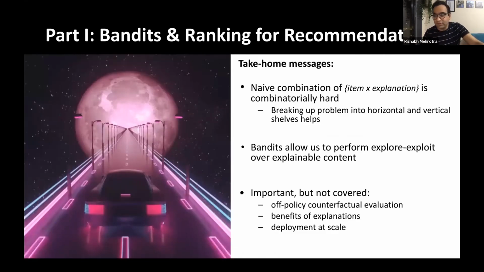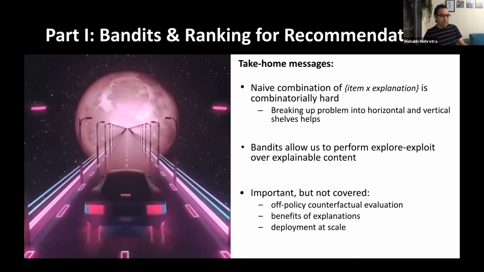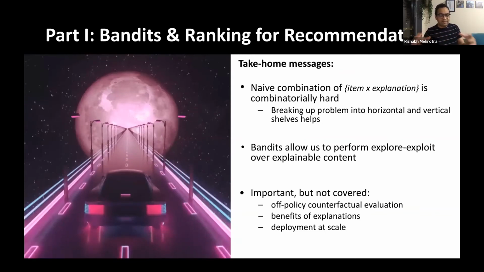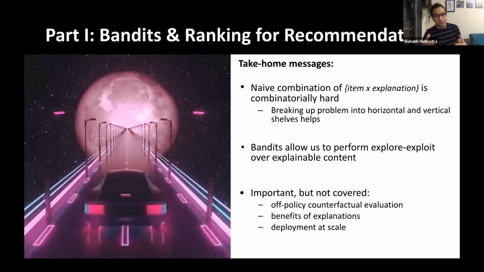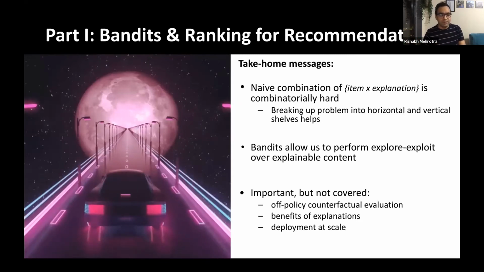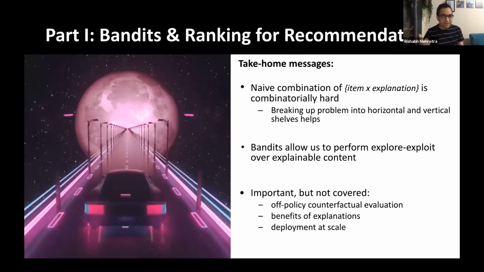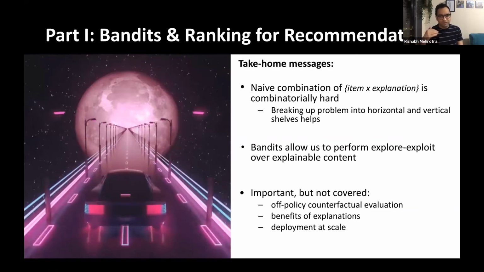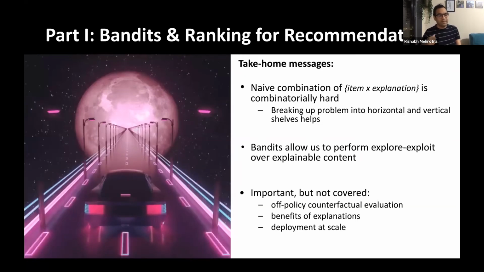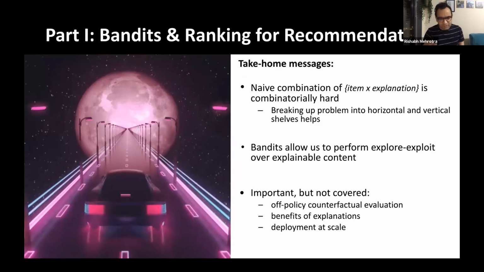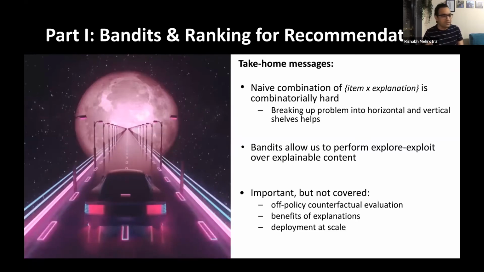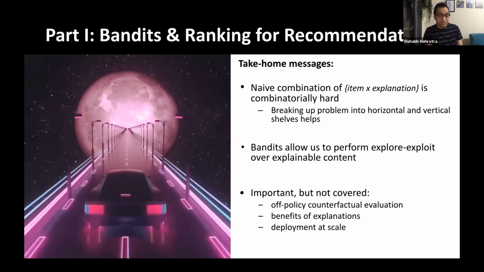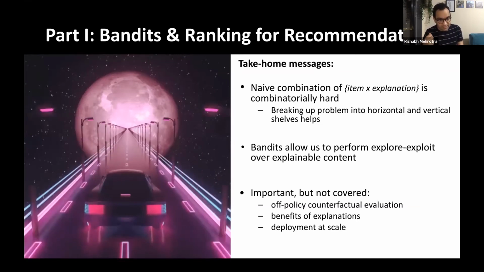So that's the first part. This is a quick intro in general, and it sets us up with a base for doing multi-objective modeling. The take-home message is that a naive combination of explanation and item is combinatorially hard. So these horizontal and vertical shelves make it tractable for us. And in general, very important, but I've not covered, is the off-policy counterfactual evaluation, the counterfactual training, and the benefits of explanations we have seen.